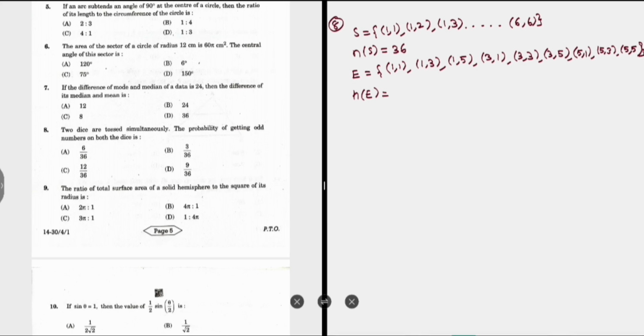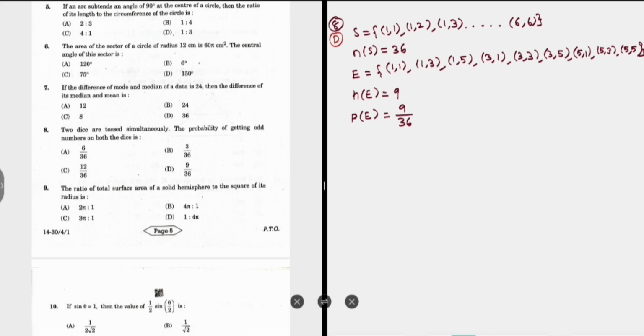Now these favorable outcomes, if you observe, both will be odd numbers. On both the dice, it will be odd numbers. So how many outcomes do we have? 9 outcomes. This is 9. So then the probability of getting odd numbers on both the dice is 9 by 36. What is the answer? 9 by 36 only. It is not in the simplest form. 9 by 36 we got. 9 by 36 is option D. So question number 8 is option D.